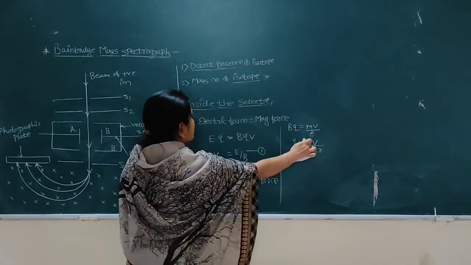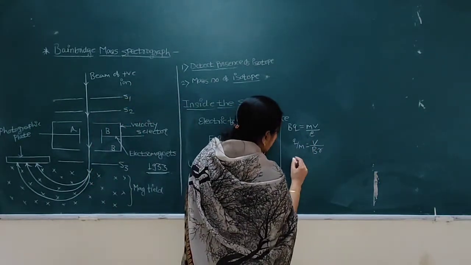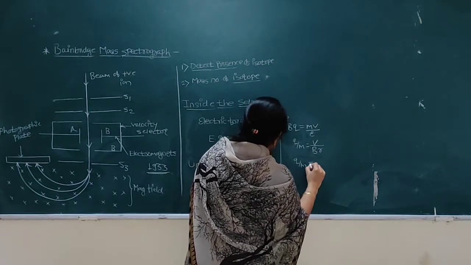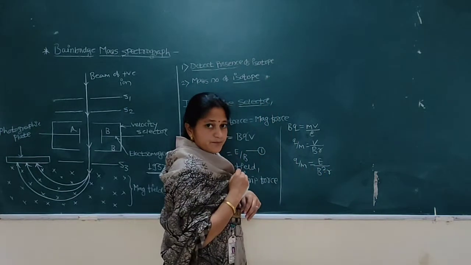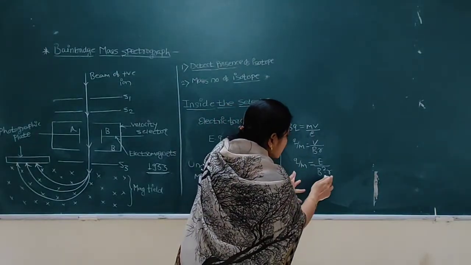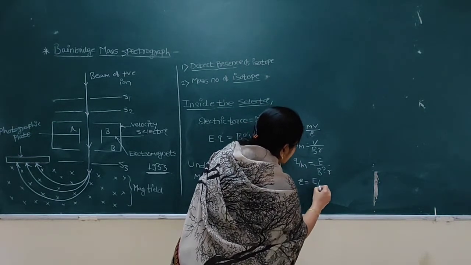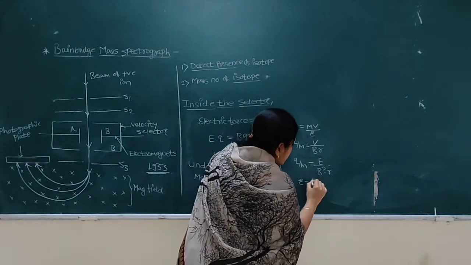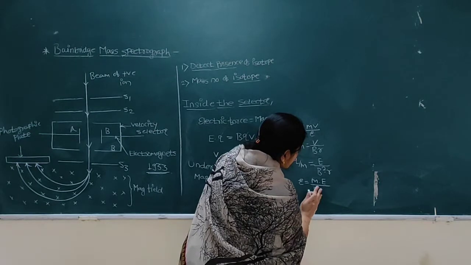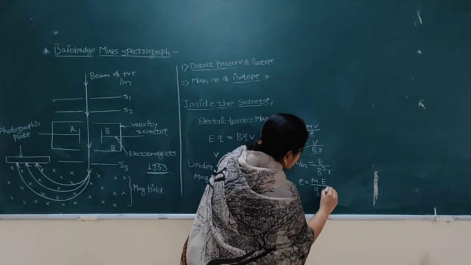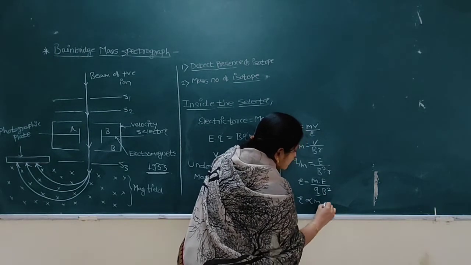Now in this equation we put the value of v, that is E by B. So this equation becomes q by m is equal to E divided by B squared into r. Now from this equation, what do we get? r is equal to m into E divided by q into B squared. So from this equation we can write r is proportional to m.